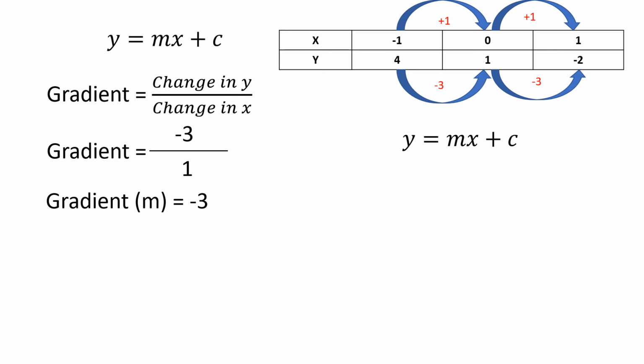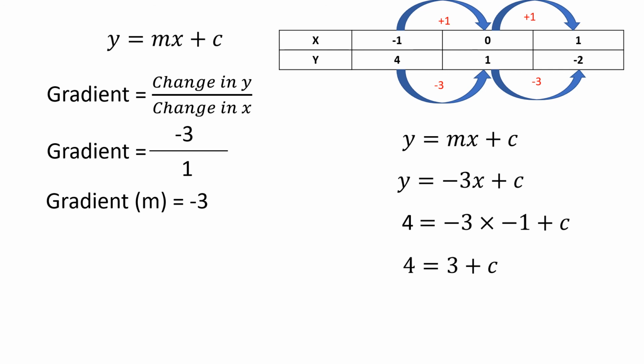Now if we put that -3 into our formula, y equals mx plus c, you will see that we have y equals -3x plus c. And from there, we choose a point in our table. So if we take our first point where x equals -1 and y equals 4, we can see that we put 4 in where y was and we put -1 in where x was. We have 4 equals -3 times -1 plus c.